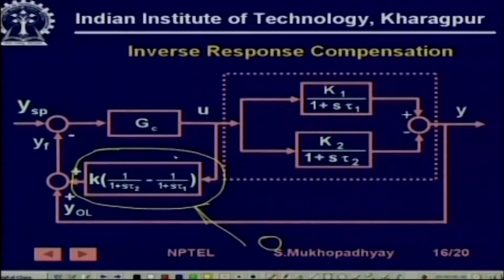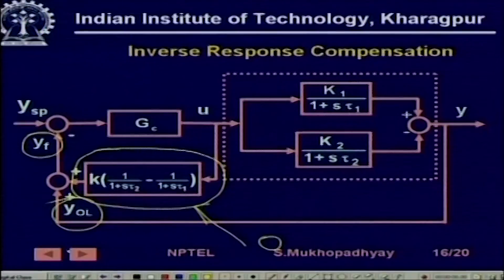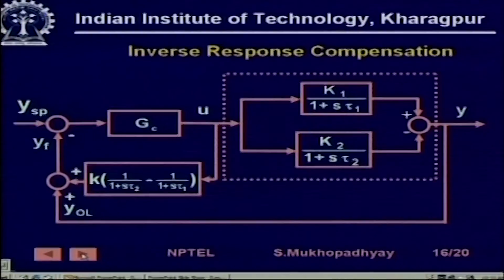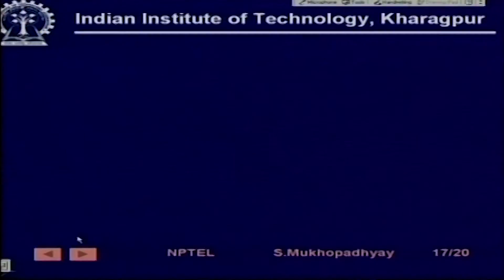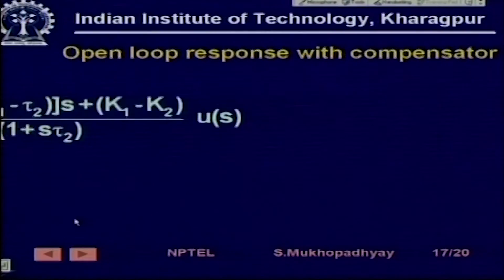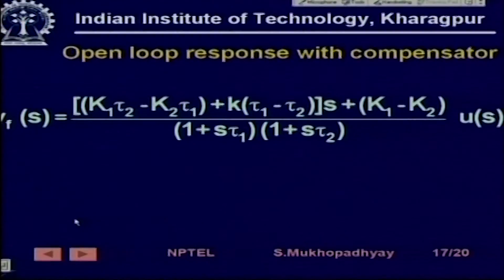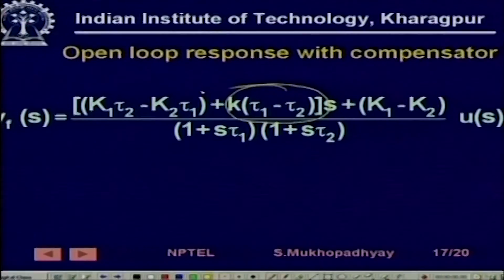So, in the steady state no effect, but in the transient what happens? Now the plant is seeing this feedback rather than the open loop response feedback. I am now modifying the view of the plant. So, the feedback term, if you calculate, you will get it as k1 tau 2 minus k2 tau 1 plus k into tau 1 minus tau 2. So, this term has been added now. Previously it was only this and it was negative.